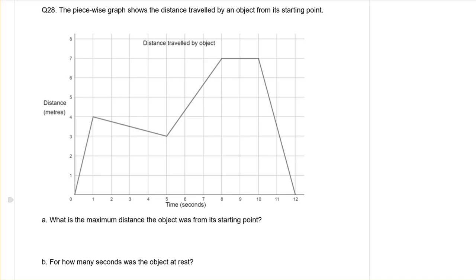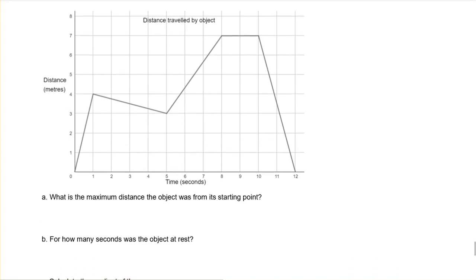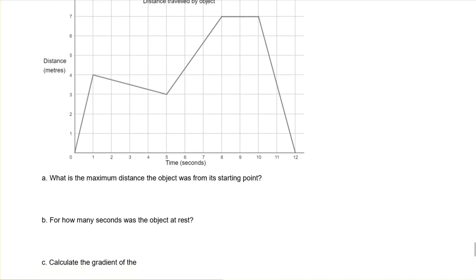Alright, final question, which is about piecewise graphs. It says that the graph shows the distance traveled by an object from its starting point. So we've got the graph, we have distance on the y-axis, we've got time on the x-axis, and we've got a few questions to answer.